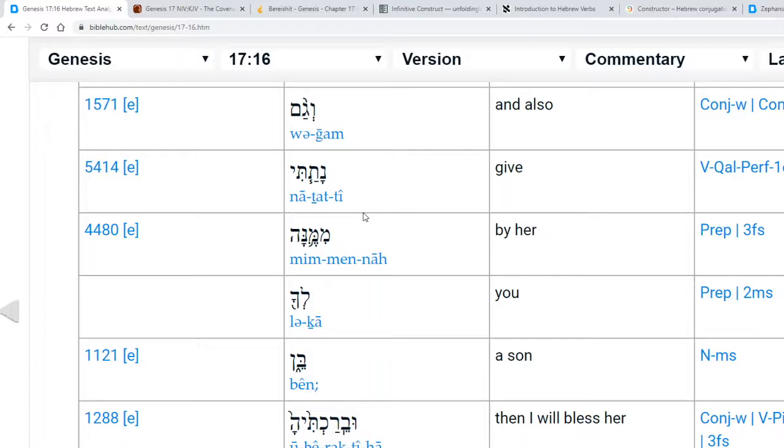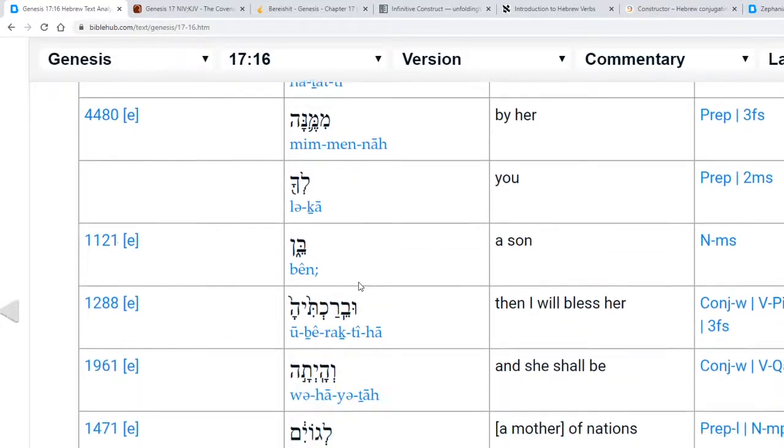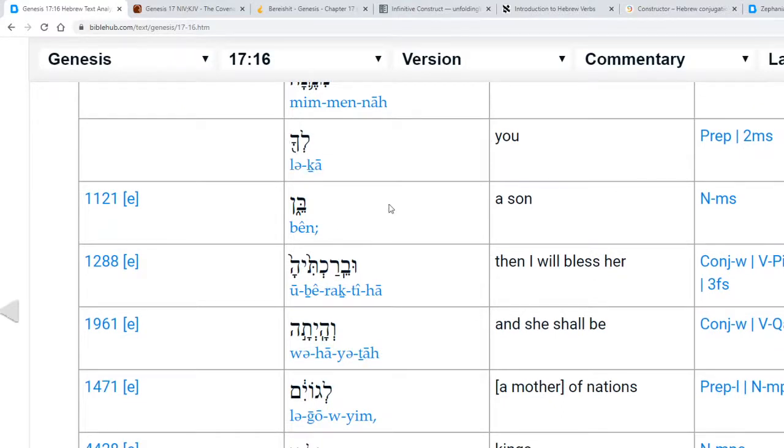V'gam natati mimena lecha. So she was already pregnant. I gave from her to you, mimena, from her, mimena, right? Third person feminine singular, mimena. Lecha, to you. So prepositional lamed, second person masculine singular. Ben, son.